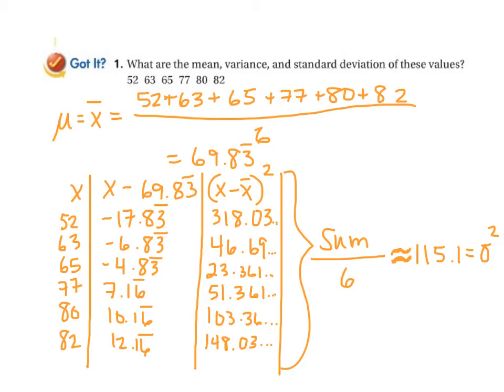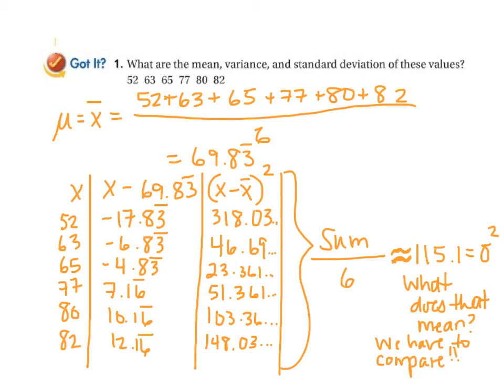And for the variance, I got approximately 115.1, and I'm saying approximately because I did round it off here at the end. Best bet here is to round off at the very end, and that's the variance. It's really, really hard for me to tell you what the heck that means. So what does that mean? Well, it's not really so much what it means by itself. It's what it means in comparison to other data sets. So we have to compare to another data set in order to figure out the significance of that particular number right there. Now, that's variance, okay?